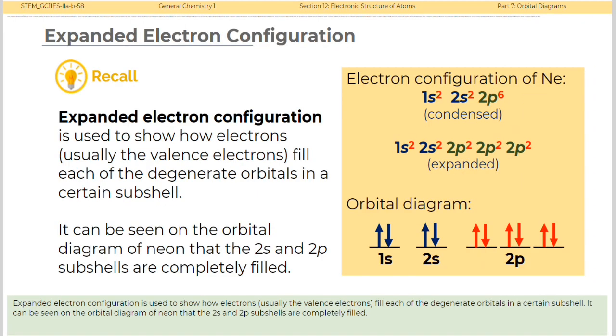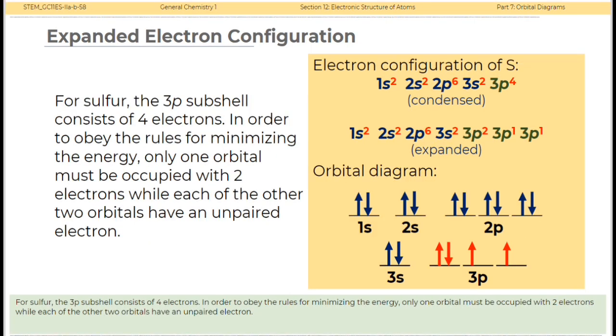Recall that expanded electron configuration is used to show how electrons, usually the valence electrons, fill each of the degenerate orbitals in a certain subshell. It can be seen on the orbital diagram of neon that the 2s and 2p subshells are completely filled. For sulfur, the 3p subshell consists of 4 electrons. In order to obey the rules for minimizing the energy, only one orbital must be occupied with 2 electrons, while each of the other 2 orbitals has an unpaired electron.